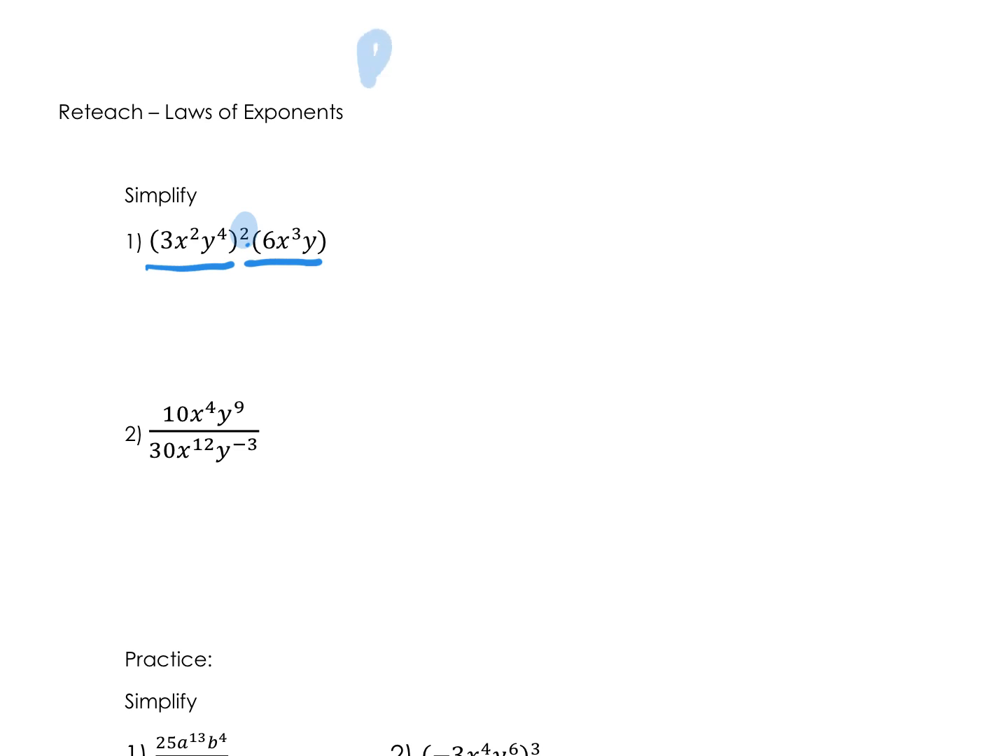If you think about PEMDAS, exponents come before multiplying, okay? So we're going to start with the exponent. Now that 2 means everything in there has to be raised to the 2nd power. So that's going to be 3 to the 2nd power, x squared to the 2nd power, and y to the 4th to the 2nd power.